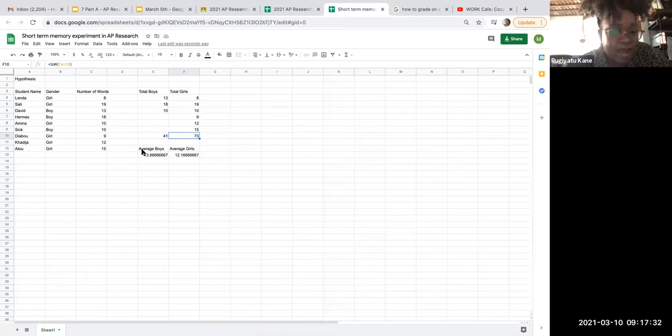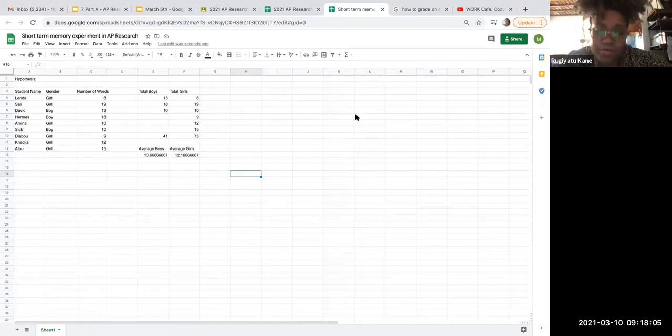So on average, we see here that boys remembered an average of 13.6 words versus girls that answered an average of 12.16 words. So according to this short experiment, our hypothesis has been disproved because we assumed that girls would have a higher or a better short-term memory than boys because most girls believed so.